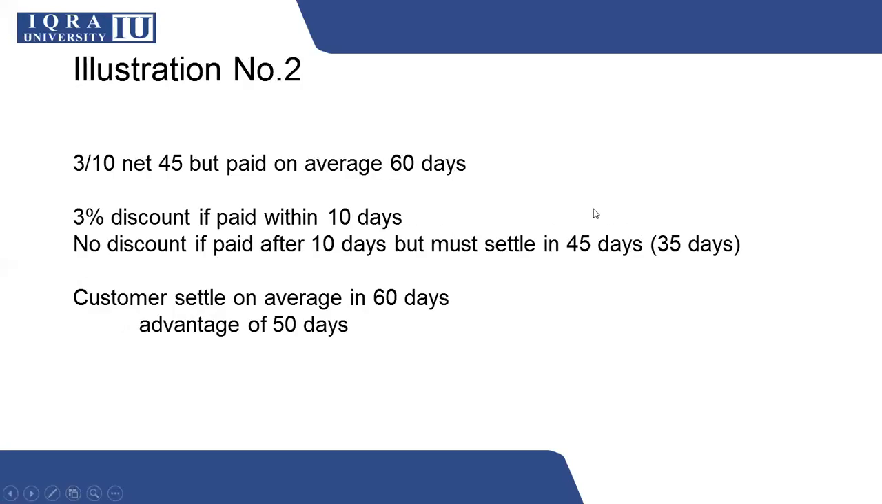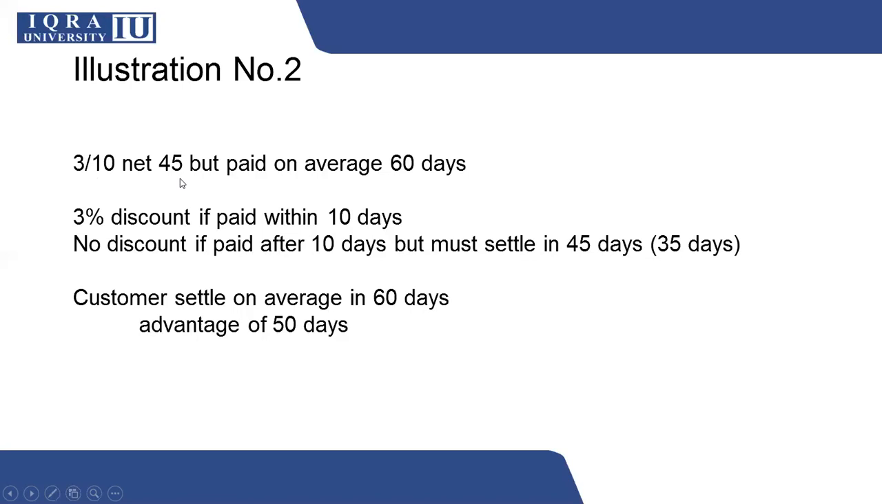Another illustration for you. This is again a revision of the previous one with a slight change. Just assume that now the situation is 3/10 net 45. If I only read this portion of the credit term, it indicates that you will be able to get a 3% discount if you pay within 10 days. But if you're not paying it, then you can stretch this credit payment up to 45 days. But generally it doesn't happen. Usually this kind of situation will not practically be observed in business.